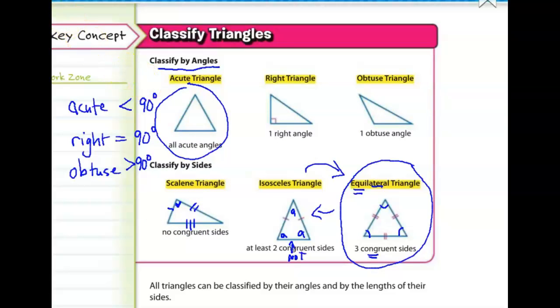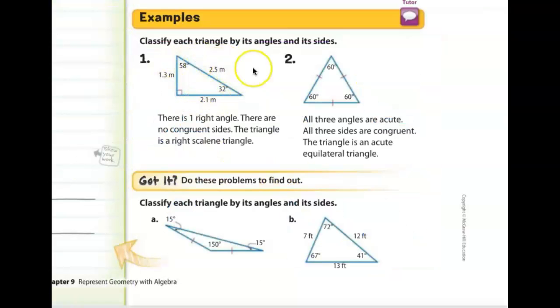They're all completely different. We just have to learn this vocabulary and memorize it. Every triangle has at least two names. Okay, these next two examples are done for us already.